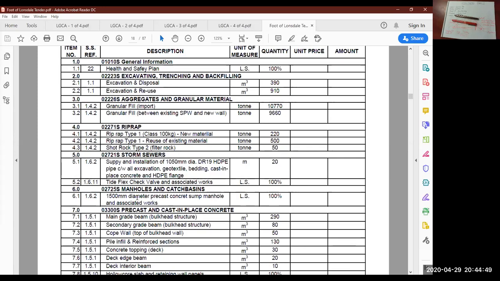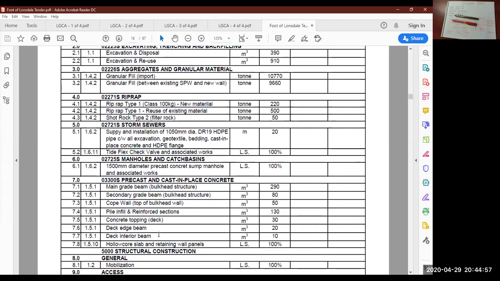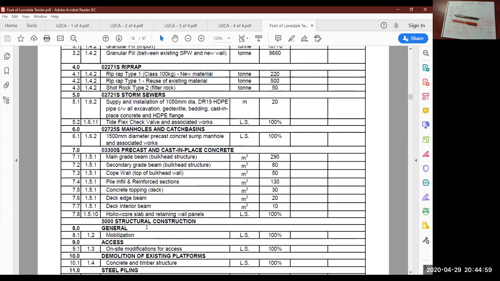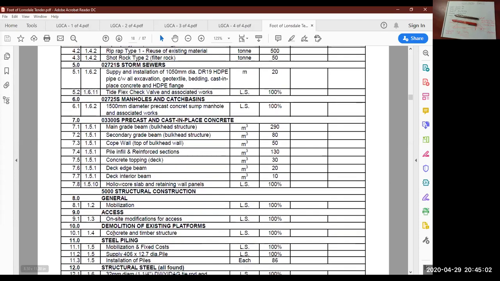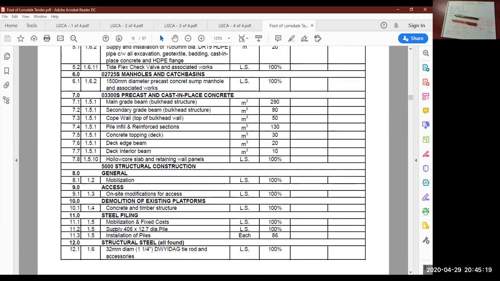So we've got things like manholes, so a 1,500 diameter manhole. It's a lump sum, it says. What else do we have here? So we've got a demo line item, so demolition of existing platforms. This is the heading for this section. So we're demoing concrete and timber. Here's steel piles. So you've got a mob for the pile driving crew. You've got a supply of the steel piles, and then you have an installation of those piles. Those are all your descriptions for the bid items.